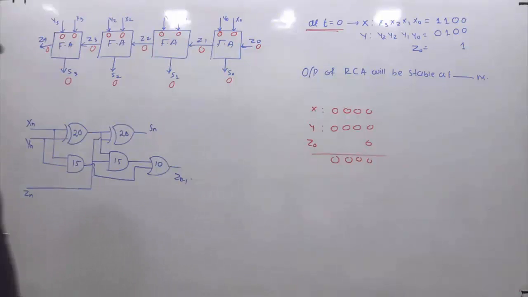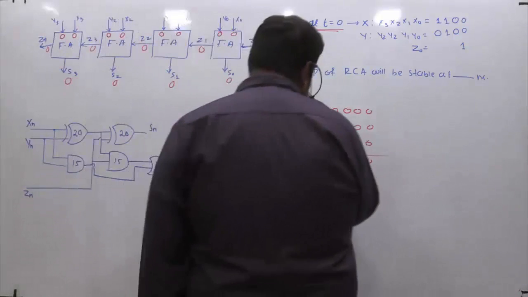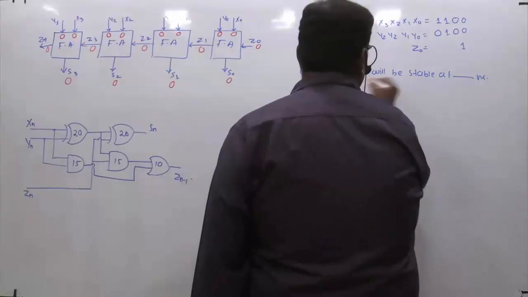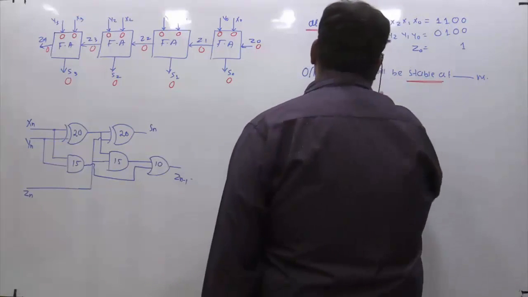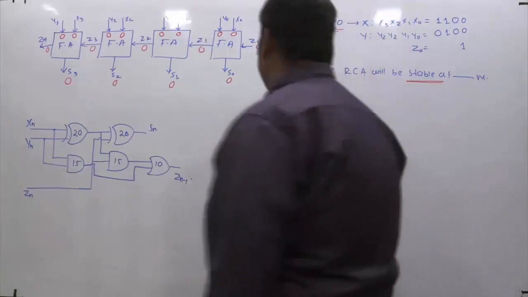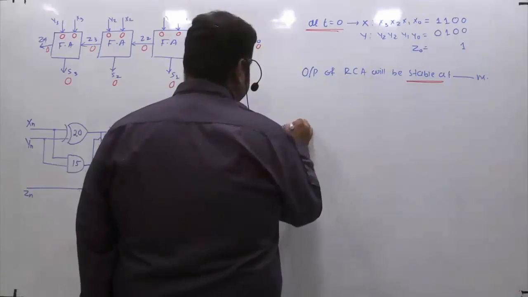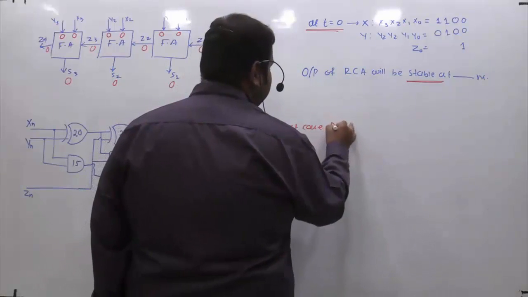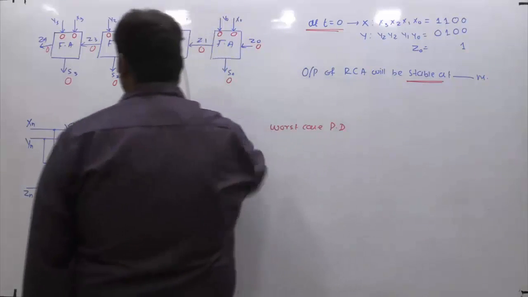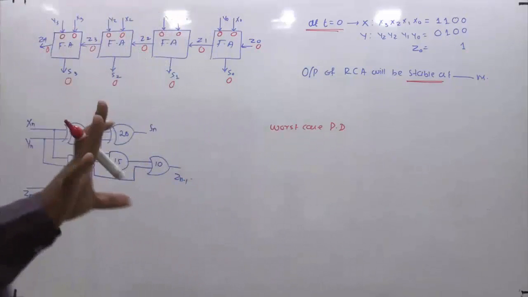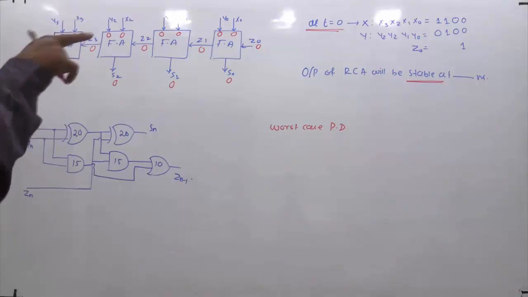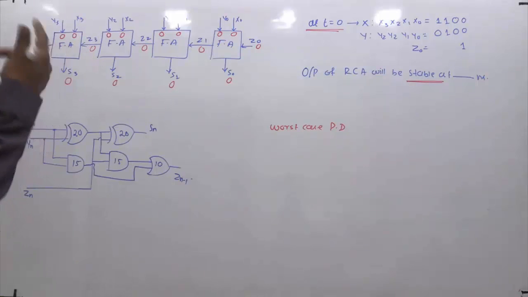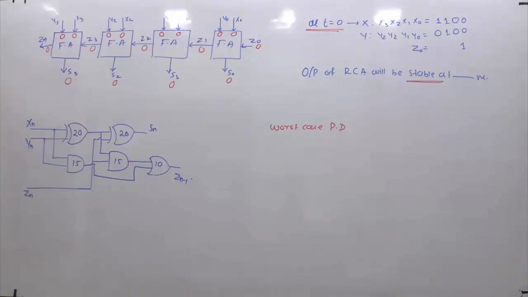Alright. Now note that in this case the question is, output of a ripple carry adder will be stable at dash nanoseconds. See the word stable. We also get one more popular category of questions on ripple carry adders: what is the worst case propagation delay? Such questions are very popular, but the question we are going to solve is very rare. If the question had asked the worst case propagation delay of this adder, the answer is different. And the question asked here is, output of ripple carry adder will be stable at how much time? These two questions are completely different.